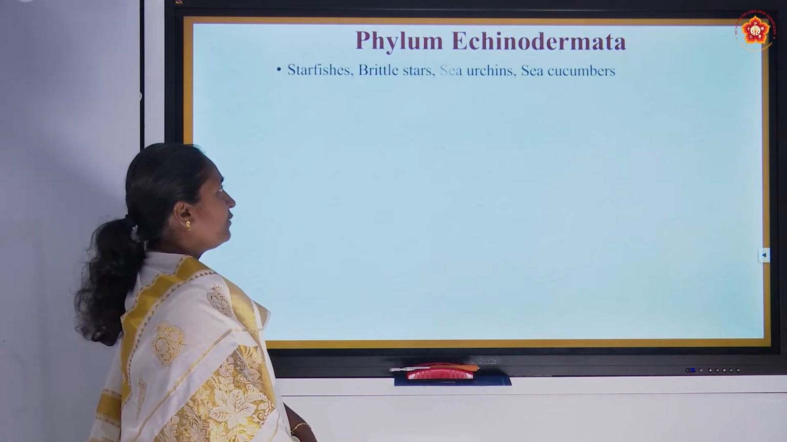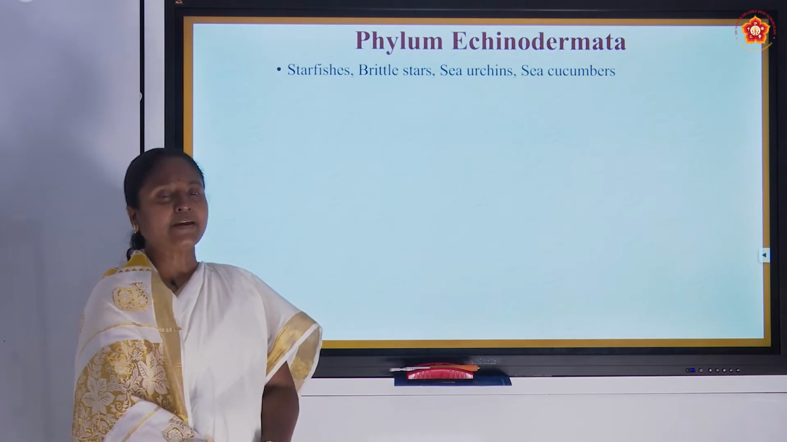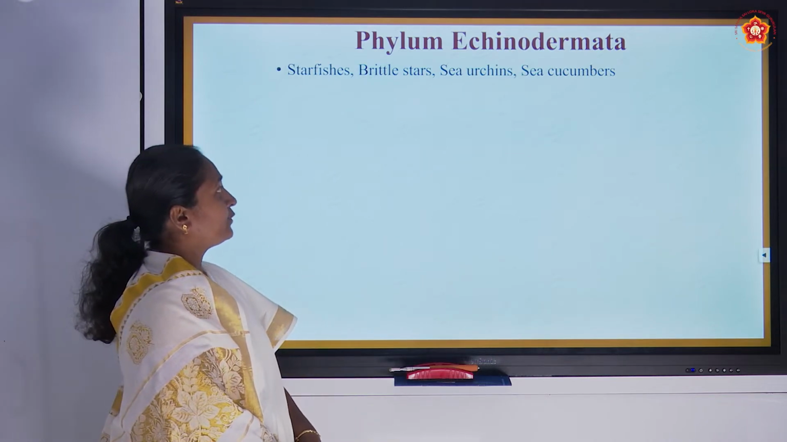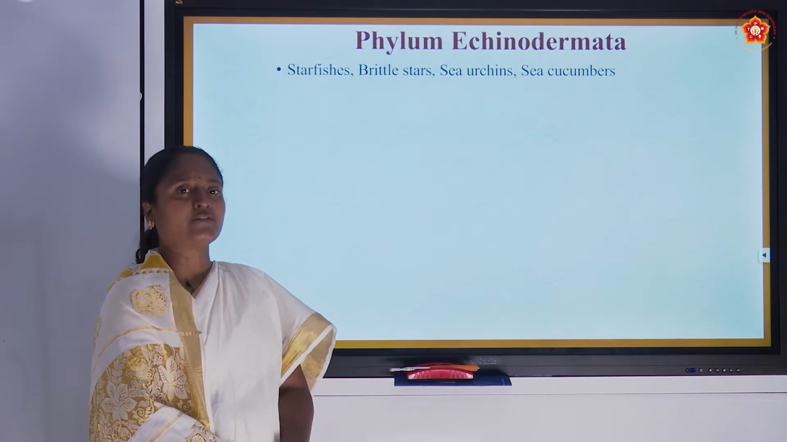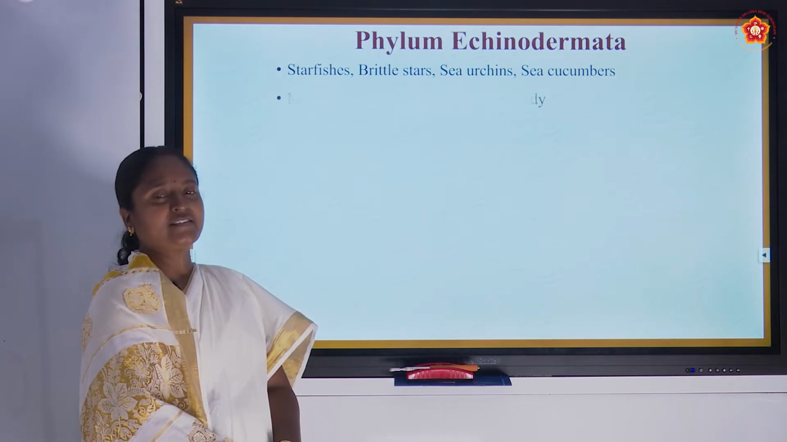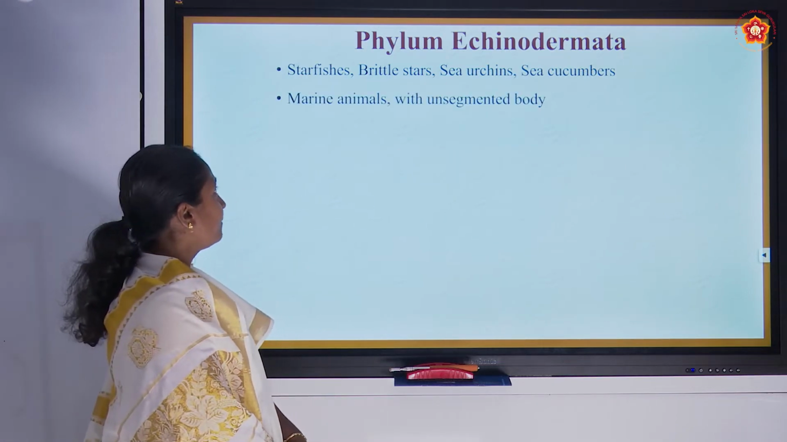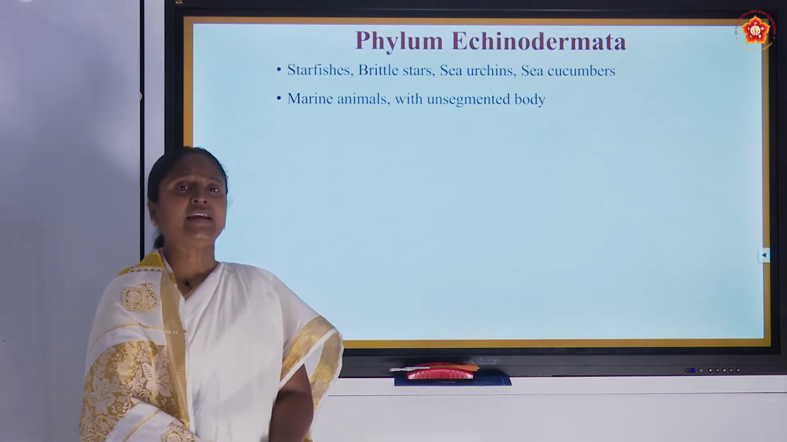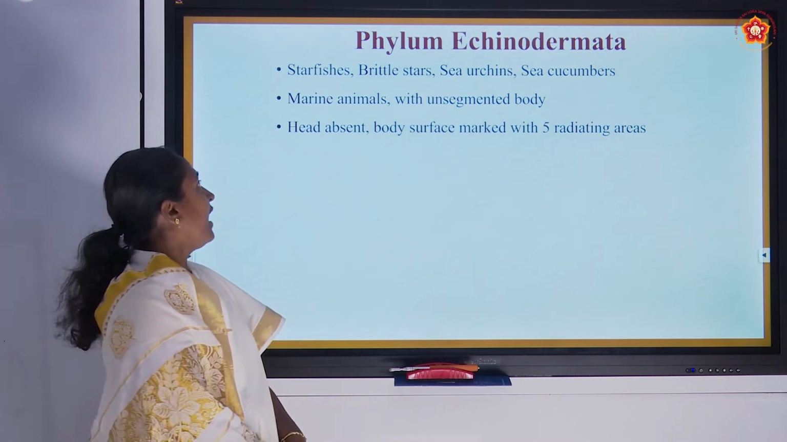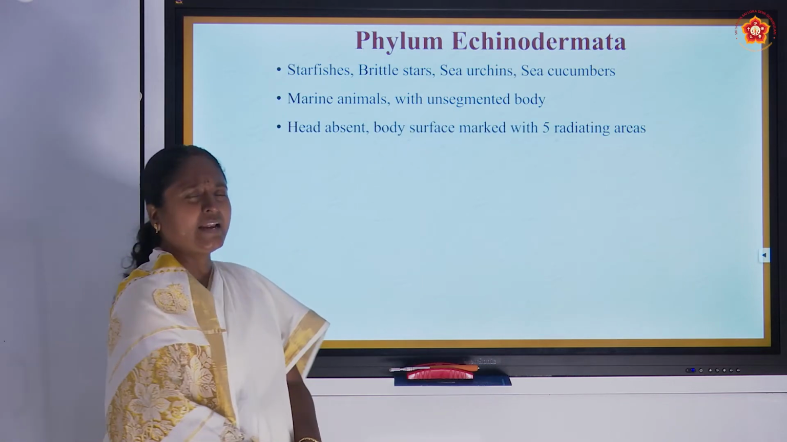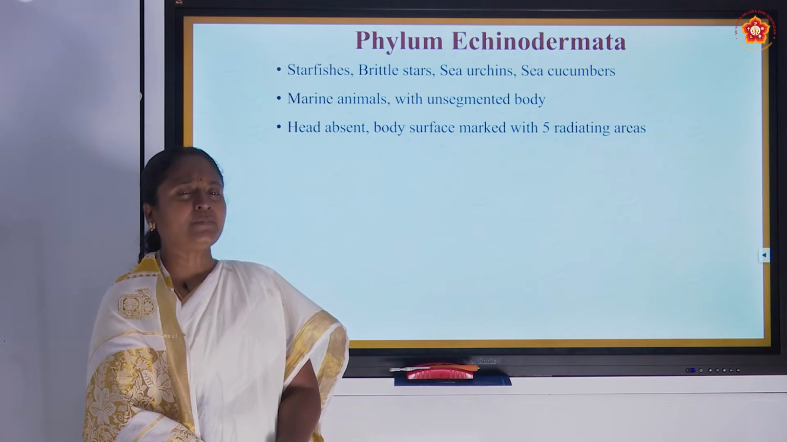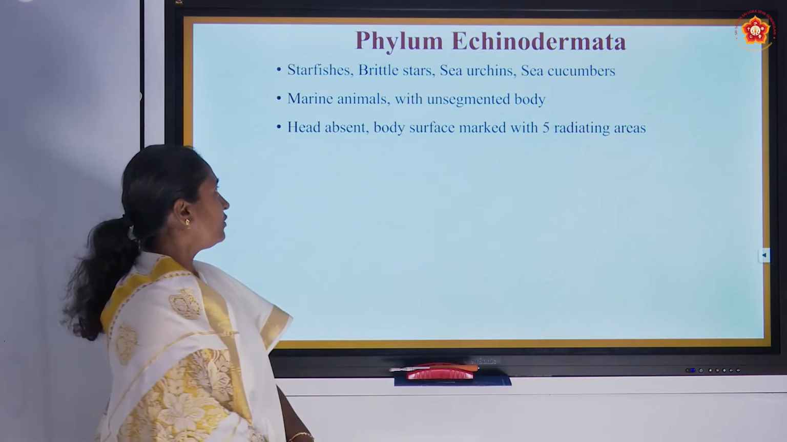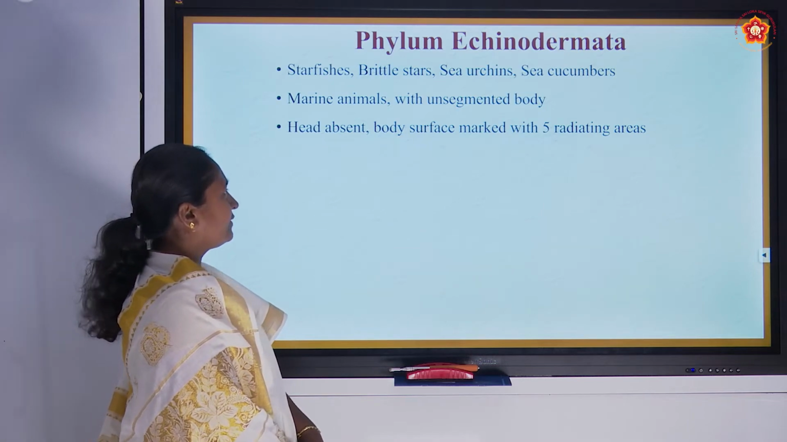Now we are going to see Phylum Echinodermata. Phylum Echinodermata has starfish, and some organisms like sea urchin and sea cucumber also belong to this category. First we will start with the general characteristic features. Mostly they are marine organisms and the body does not have any segmentation, and we cannot see any proper head in this organism. Mostly they won't have a marked head, so the head is absent.